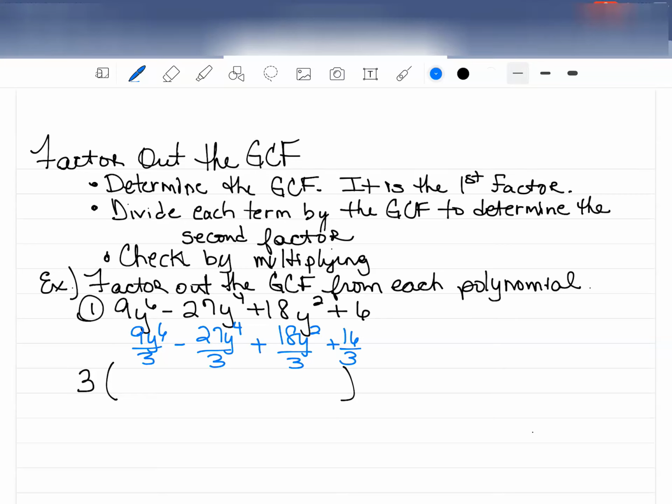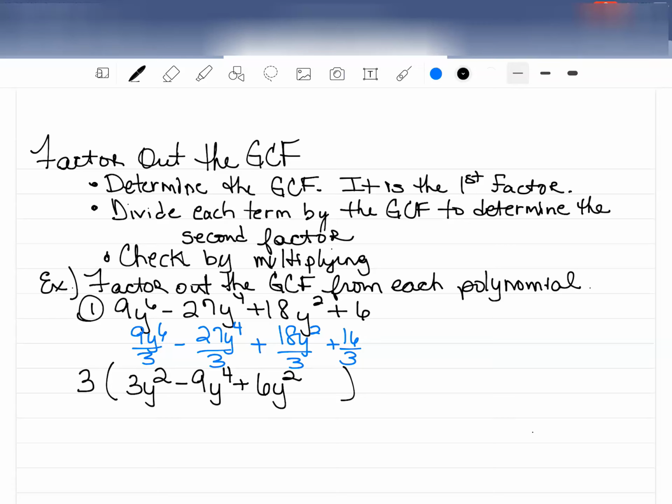Nine y to the 6 divided by 3 is going to give me a 3y squared. I pulled out a positive 3, so I can just copy these signs down. So I'm going to just copy down that minus that's right here in front of that second term. A 27 over 3 is a 9. I didn't have a variable, so I just copied down my y to the 4. Plus is in front of that third term, so I'll write that down. 18 divided by 3 is 6. Again, there's no variables in the denominator, so my variable will be untouched.